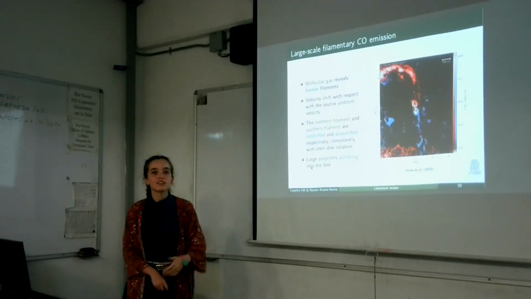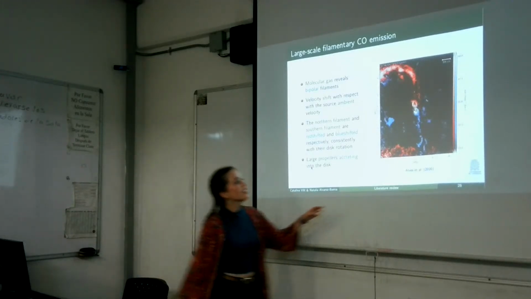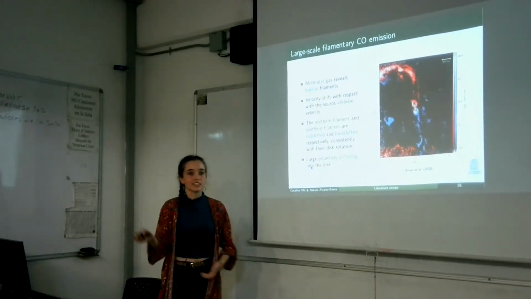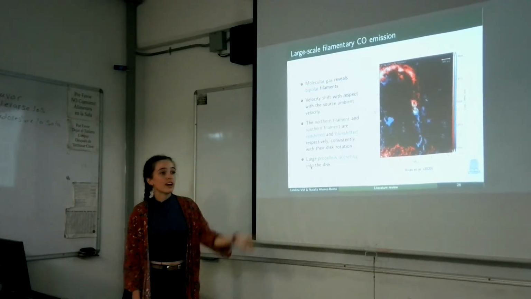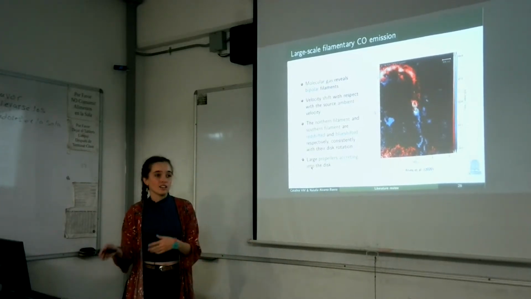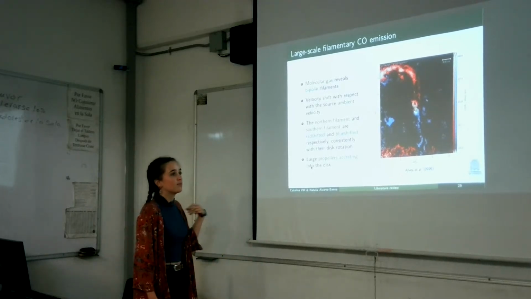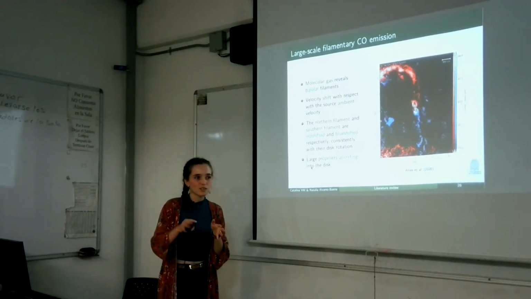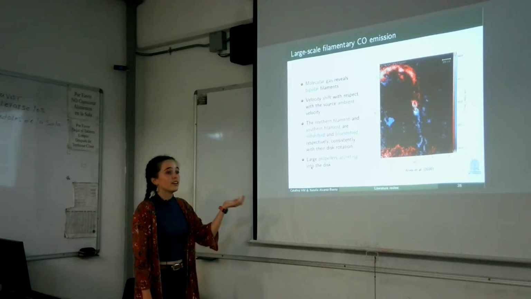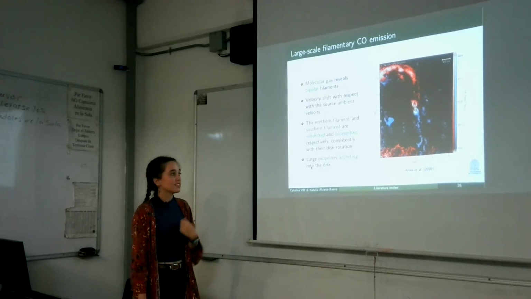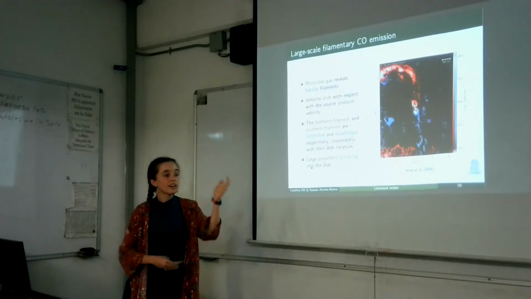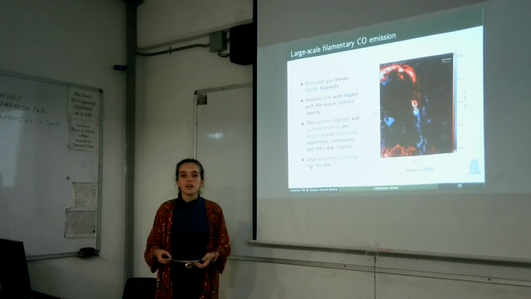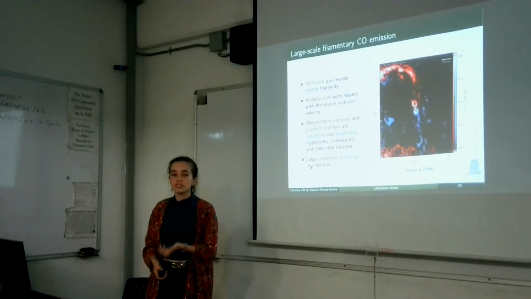For the filamentary CO emission, we can see these filaments going up and down from the disk. They are blue shifted and red shifted as they are in the disk, and we can see in the past slide that they have the same velocity, at least comparable with the CO in the past slide. And they are accreting into the disk, meaning that they are giving more and more mass to the star that is forming.